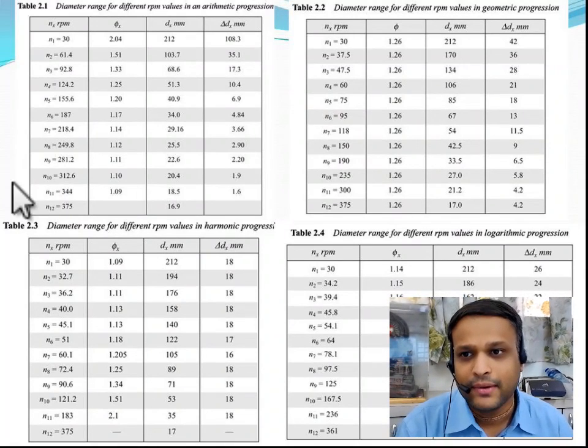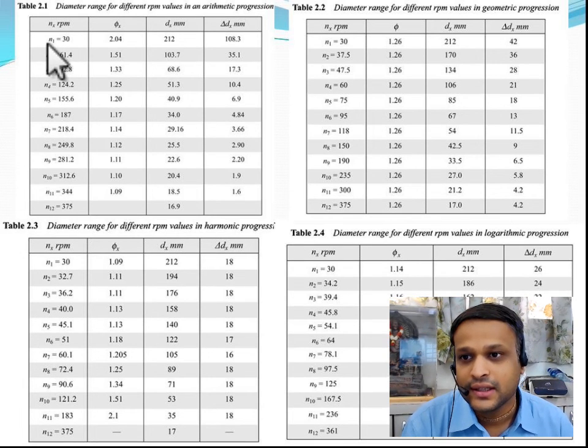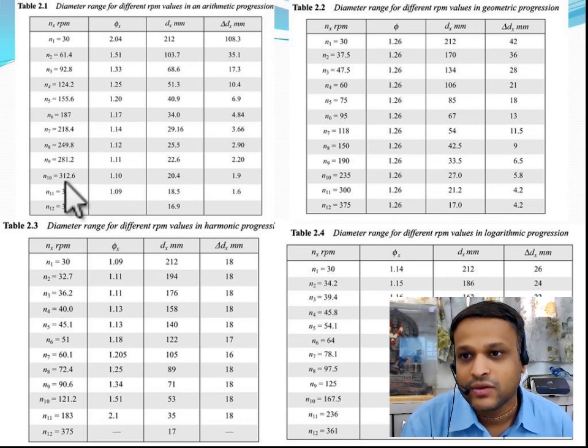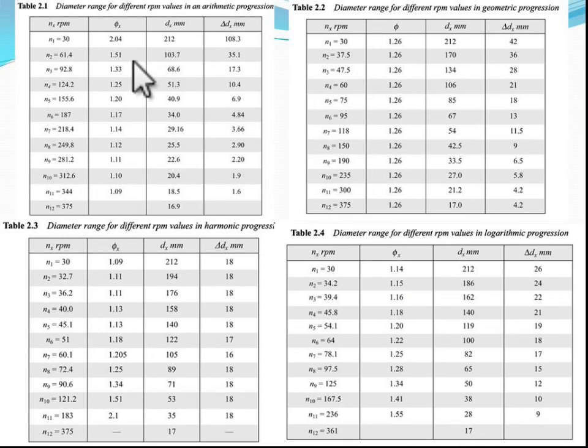Now I would just like to elaborate this a little further. So now we have these 4 different progressions, and here you can see n1 to n12 given by the arithmetic progression, and here we see the column of phi. This column of phi we see in all these different progressions. Here we see that the value of phi changes for each speed step in the case of arithmetic or harmonic or even logarithmic progression. The only place in which it is actually constant is in the geometric progression, because that's the nature of geometric progression.